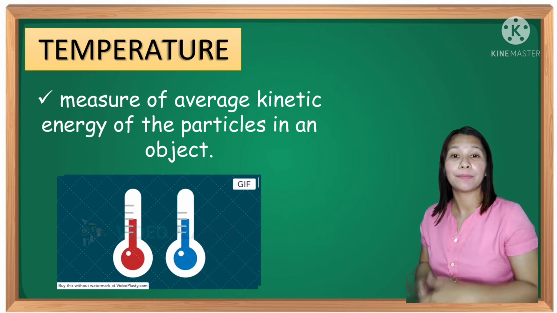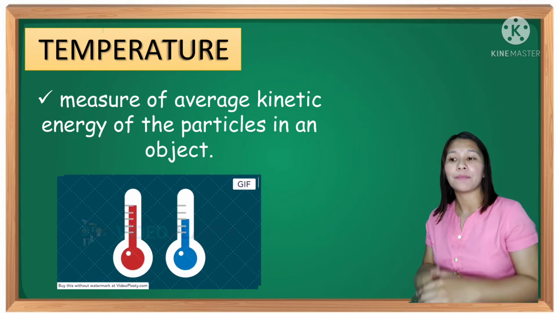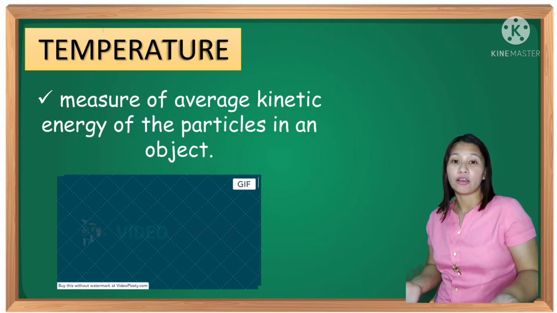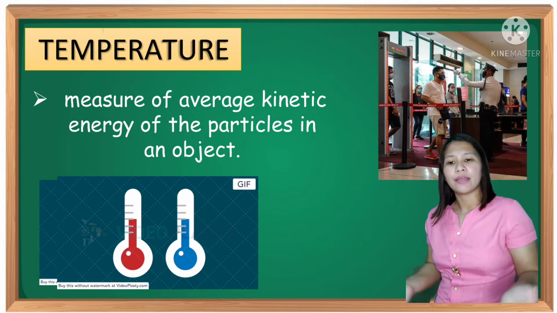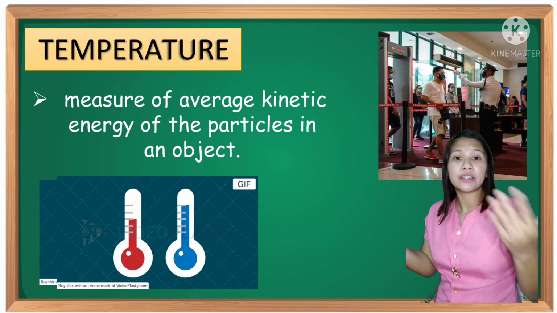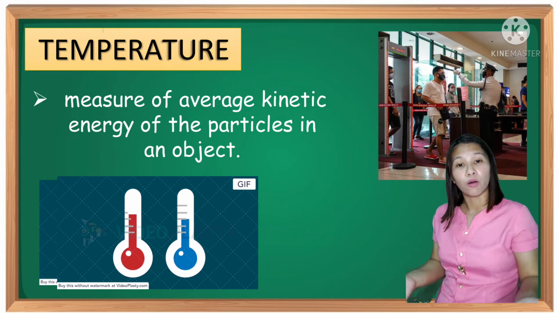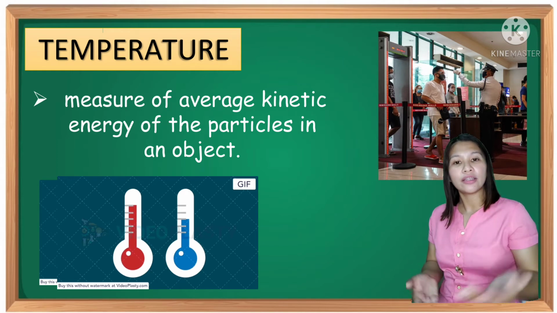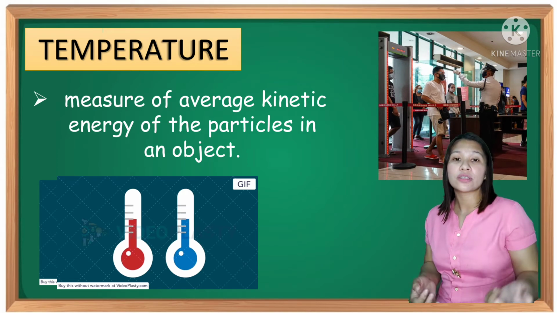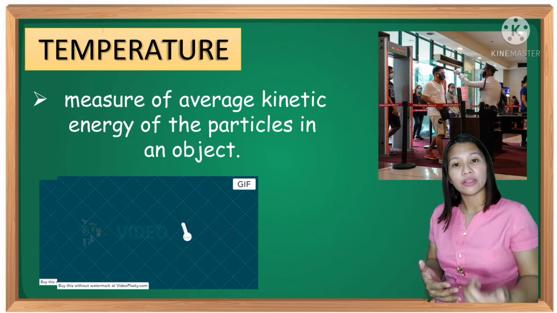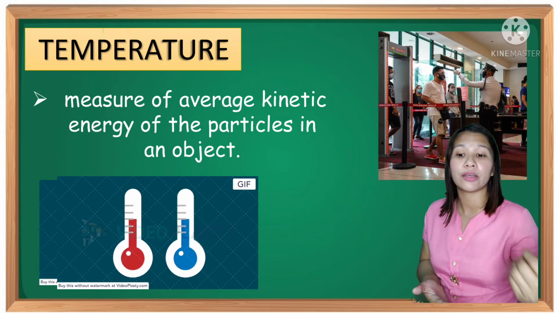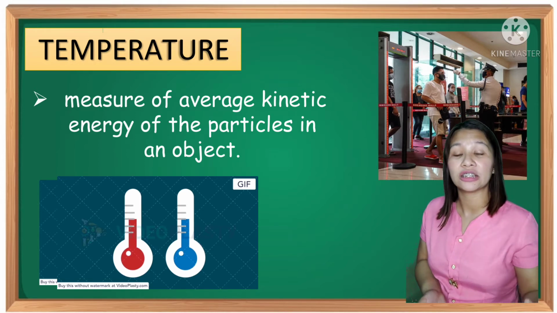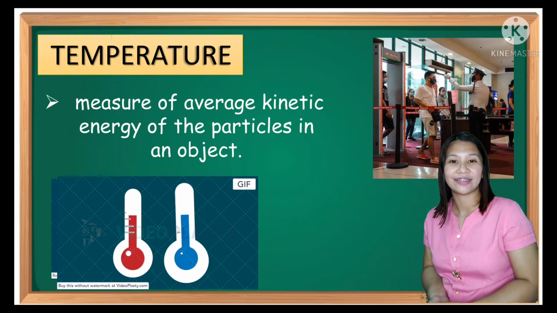Let's first define temperature. Temperature is a measure of average kinetic energy of the particles in the object. During this pandemic, every time you enter in every establishment or when you go in a mall, it is required of us to get our body temperature. And to get our body temperature, we use a thermometer. If the thermometer gives us the value of 36.6, it means that 36.6 degrees Celsius is our body temperature.